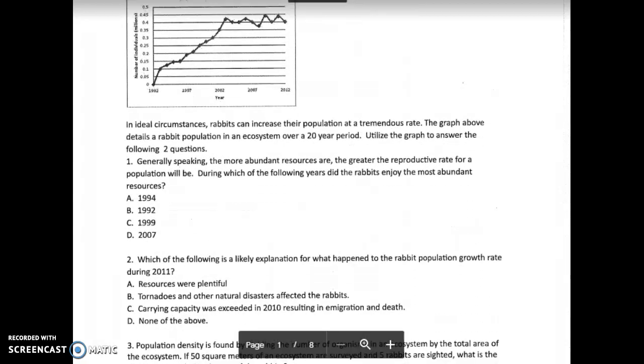Number 2. Which of the following is a likely explanation for what happened to the rabbit population growth rate during 2011? A. Resources were plentiful. B. Tornadoes and other natural disasters affected the rabbits. C. Carrying capacity was exceeded in 2010, resulting in emigration and death. D. None of the above.